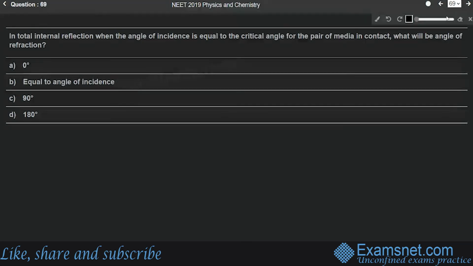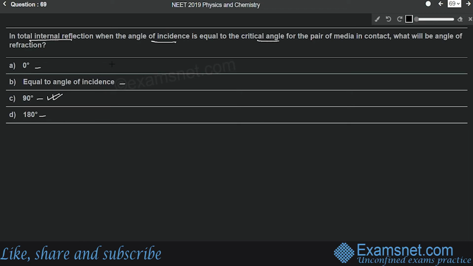Question number 69 is from the chapter Ray Optics and Optical Instruments, and the question is, in total internal reflection, when the angle of incidence is equal to the critical angle for the pair of media in contact, what will be the angle of refraction? Options are 0 degree, equal to the angle of incidence, 90 degree and 180 degree. So the correct option will be option number C, that is 90 degree.